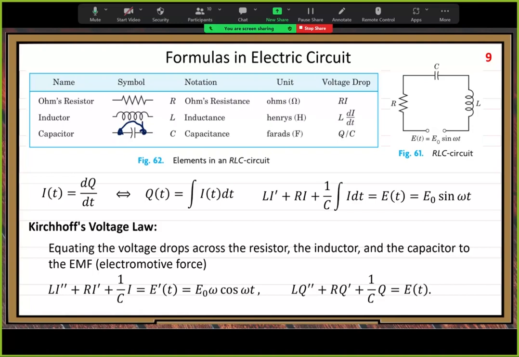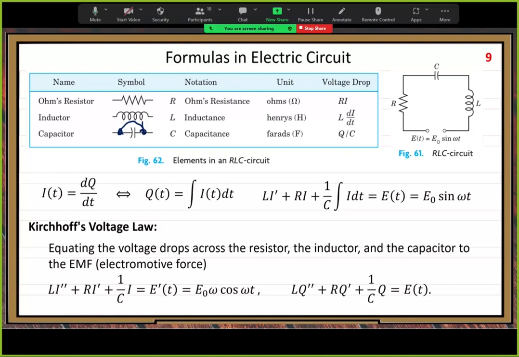But there's another version, because this is Q, I can be treated as Q prime, right? I prime can be treated as Q double prime. So another version we can write in this way. These two ways work equally well. But most of the time we use the first version. Sometimes we may use the second version.